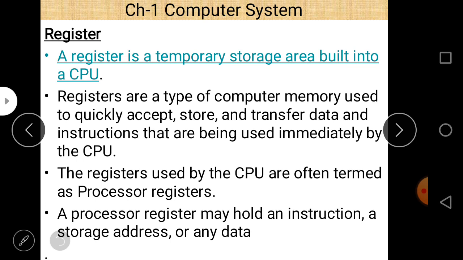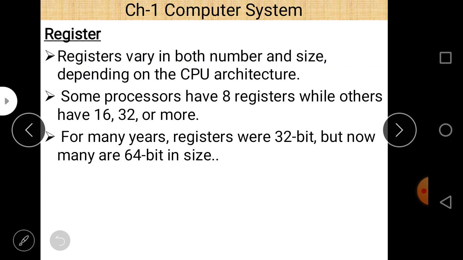So register is already discussed. What is a register? A register is a temporary storage. It is the smallest memory, it is the fastest memory, it is a part of the CPU, and it is a temporary memory also. Sometimes it is also called the processor register, and its size is very small, measured in bits: 8 bit, 16 bit, 32 bits, or 64 bits. 32 bit and 64 bit are more common, and as we know, 8 bits is equal to 1 byte, so bits can also be converted to bytes.